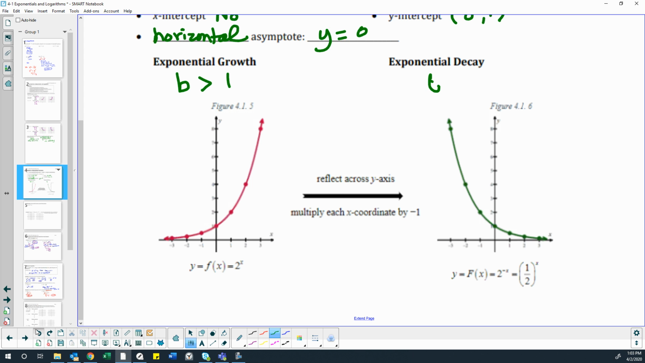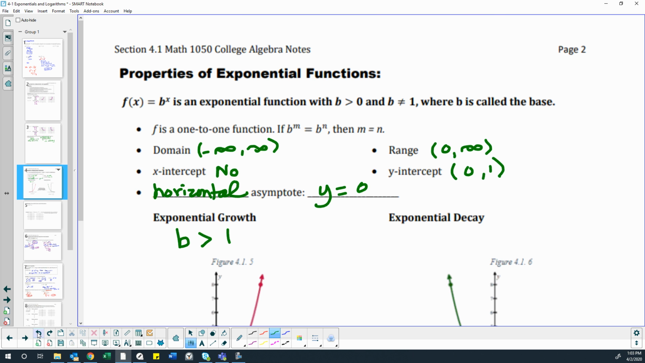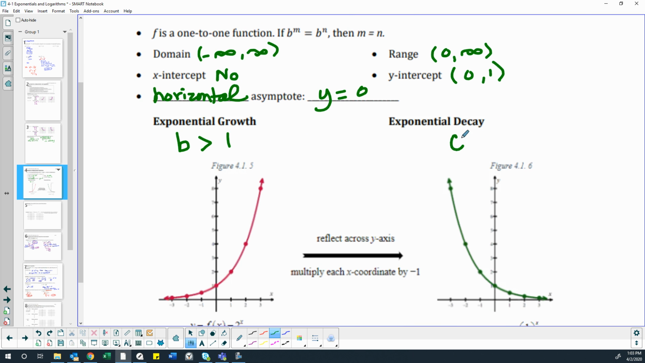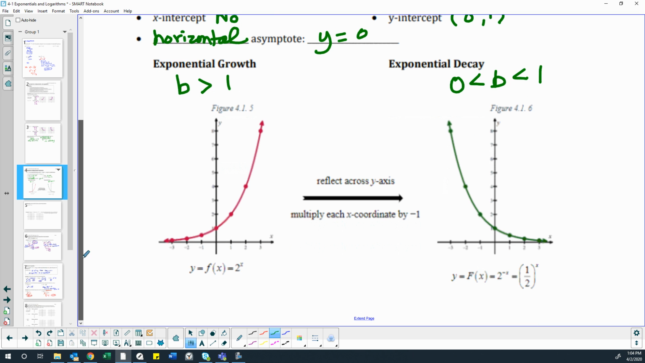So in that case, our base is less than 1. I keep writing that wrong. Our base is, one of these times I'll get it right, between 0 and 1 for decay. All right, I'm going to stop the video there and start another one.